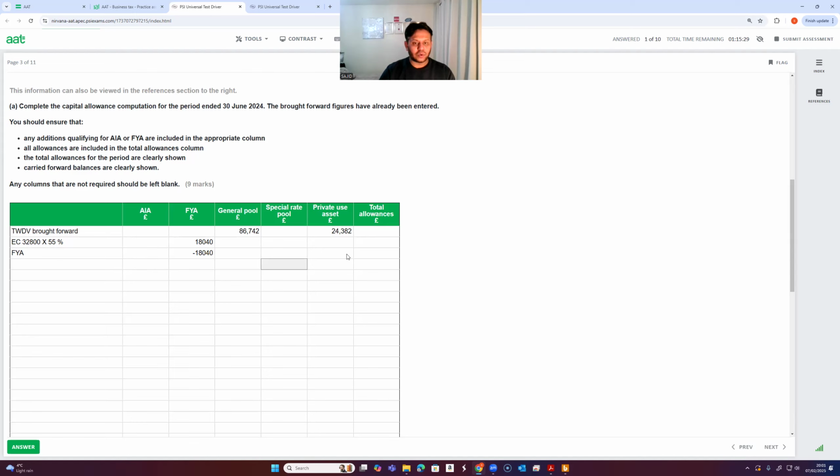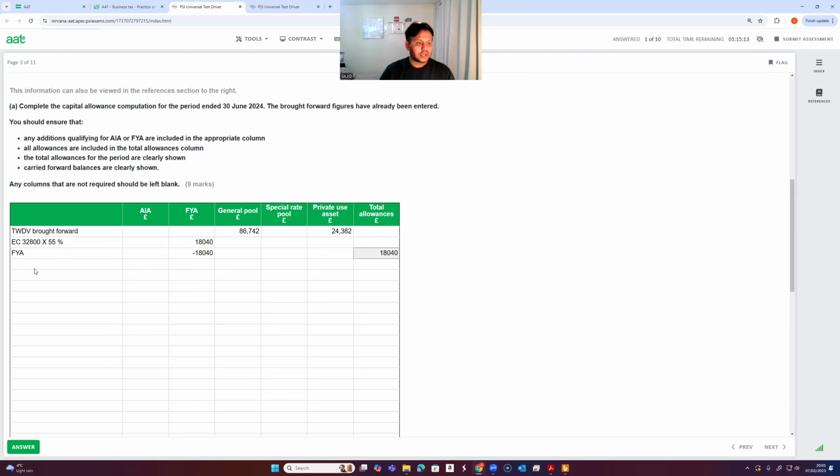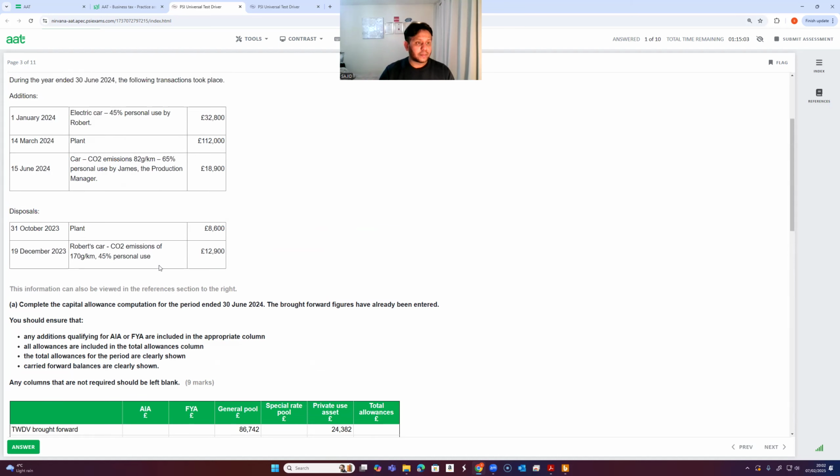Remember that the whole amount is the allowance. Write the same amount, 18,040. So this is gone. So we have the electric car, and I claim the whole allowance. So the first one is done. The next one, we have the plant. And we know the plant is eligible for the AIA up to 1 million. If there's a difference, it will go to the general pool. So how much is the plant?